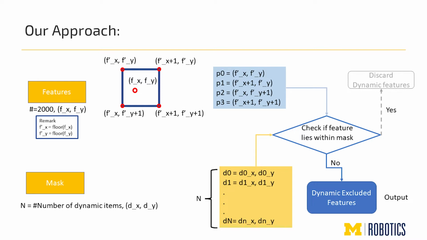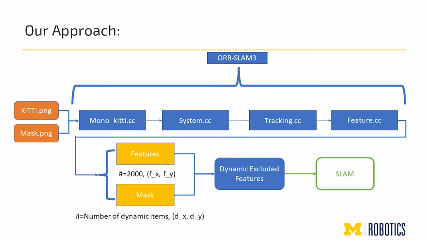Then, by utilizing our masks, we check for features that are overlapping with dynamic elements. These features are then discarded, and the rest are preserved. The SLAM implementation then continues as normal, and this happens for every frame.